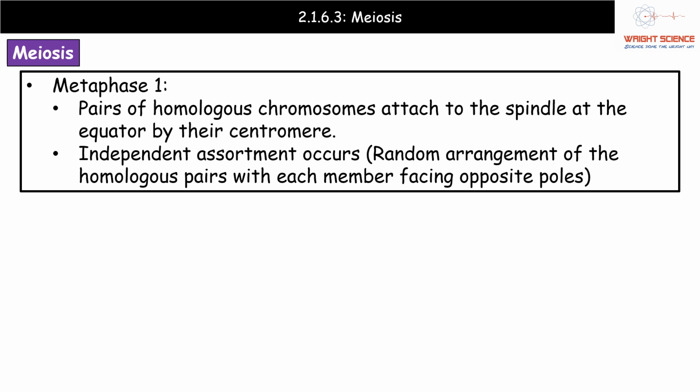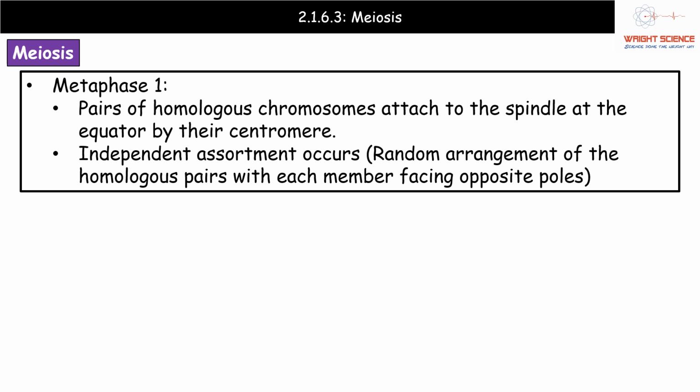We then enter metaphase 1, and this is where the pairs of homologous chromosomes attach to the spindle at the equator, or the metaphase plate, by their centromeres. And this is where we get our next bit of variation occurring, in a process we call independent assortment. Now, independent assortment, quite simply, is where those homologous pairs are going to be arranging randomly as to which one faces one side of the cell and which faces the other.